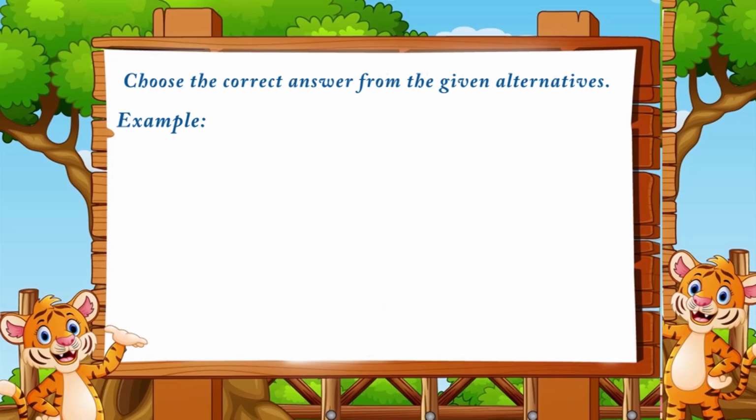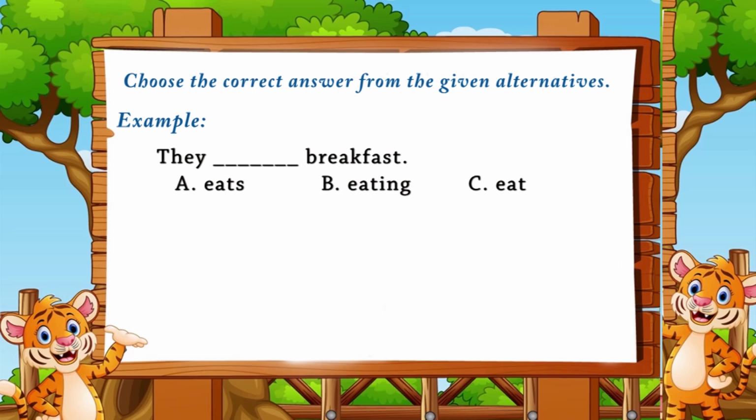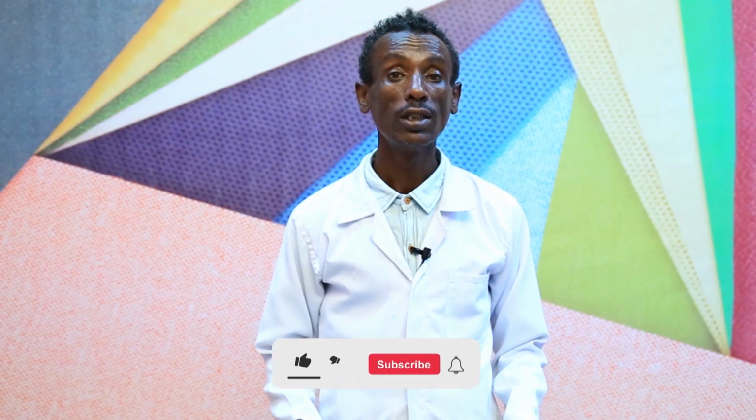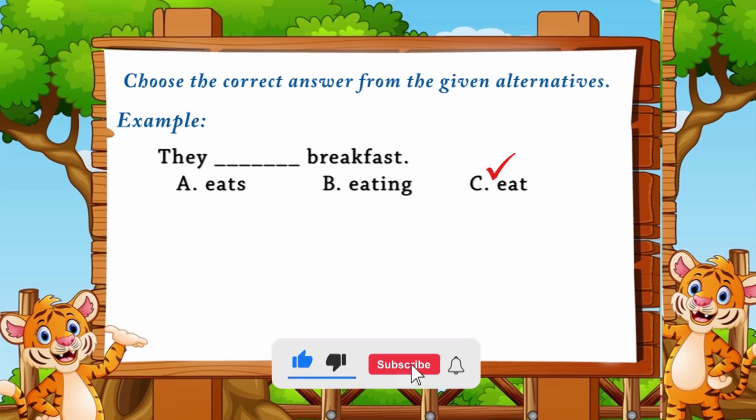Okay, students, now do the following exercise. Choose the correct answer from the given alternatives. Example. They blank breakfast. A. Eats. B. Eating. C. Eat. The answer is C. Eat. Because the subject is they. Now do in the same way.